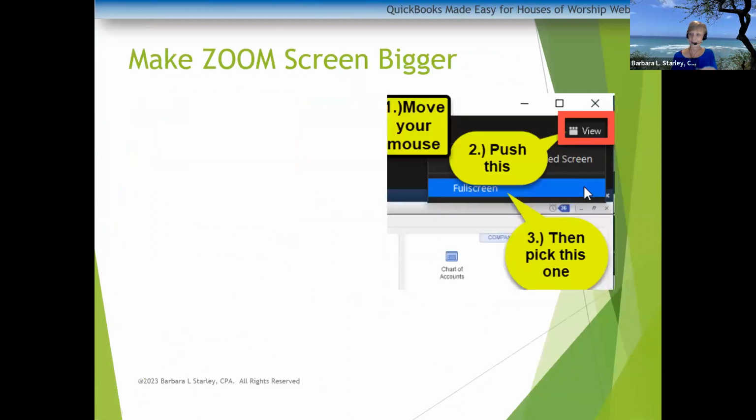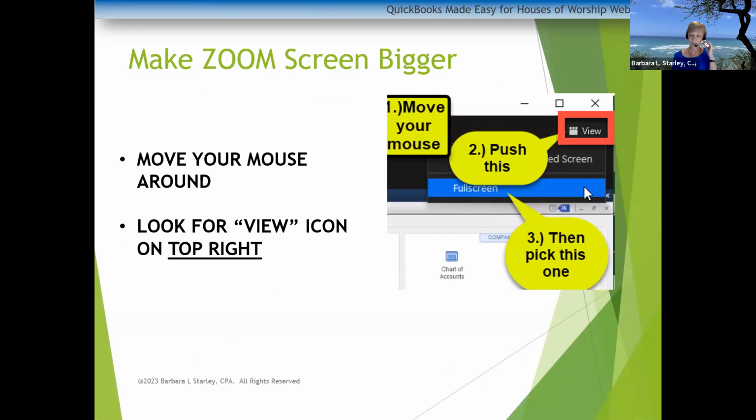We already talked about, I think, do we need to talk about this? How to get the Zoom right and all that? Yeah, okay. So if you're looking at Zoom and it's too small, to make your Zoom screen bigger, you're going to move your mouse around, get to that little view button in the top right-hand corner, and then select full screen, and that should get you where you need to go.